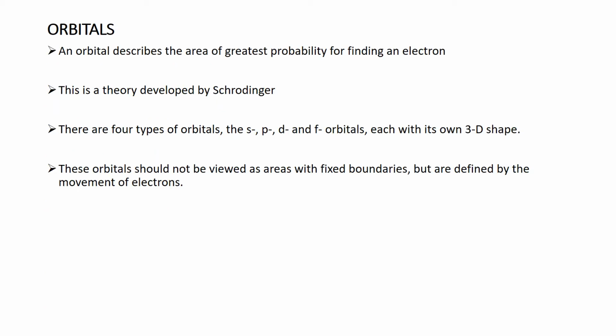Let's move on to orbitals. An orbital describes the area of greatest probability for finding an electron in the atom, and the theory was developed by Schrödinger. We have 4 types of orbitals: the s, p, d, and f orbitals, each with its own 3D shape. But for our syllabus in grade 10, we will stick to s and p orbitals. These orbitals should not be viewed as areas with fixed boundaries, but should be defined by the movement of electrons.